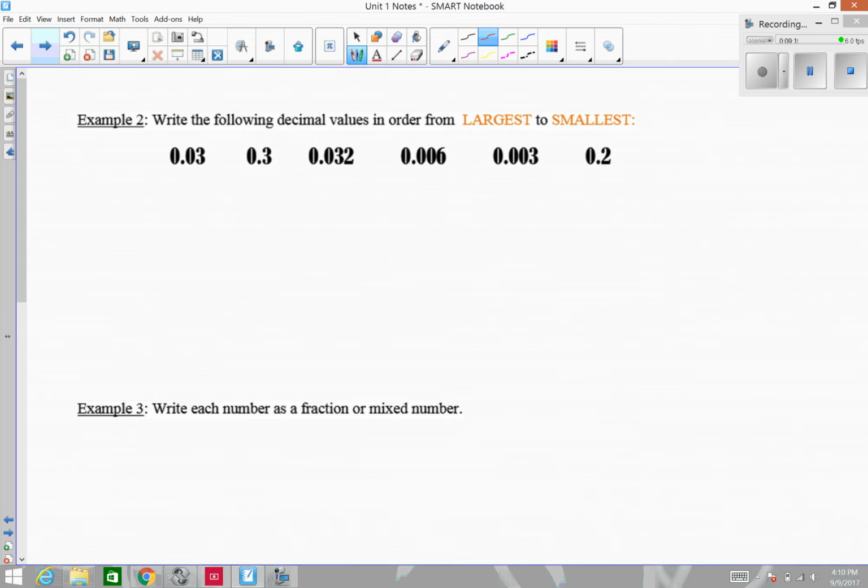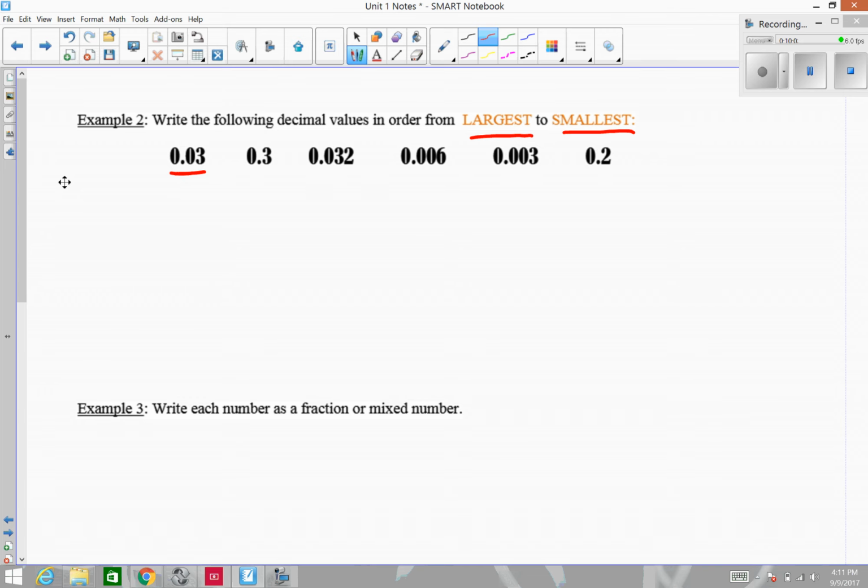What we want to do is take a look at these 6 decimal values, and we want to put them in order from the largest to the smallest. Now, at first glance, it's not easy to do this because we have different decimal values, different place values here. If I were going to compare these so that I can decide which is the largest, it's helpful if I write them as fractions. And if I do that, I need to have all the same denominators in order to compare them. So I'm going to start out with this first 0.03, and I'm going to convert that to a fraction just the way it is right now.